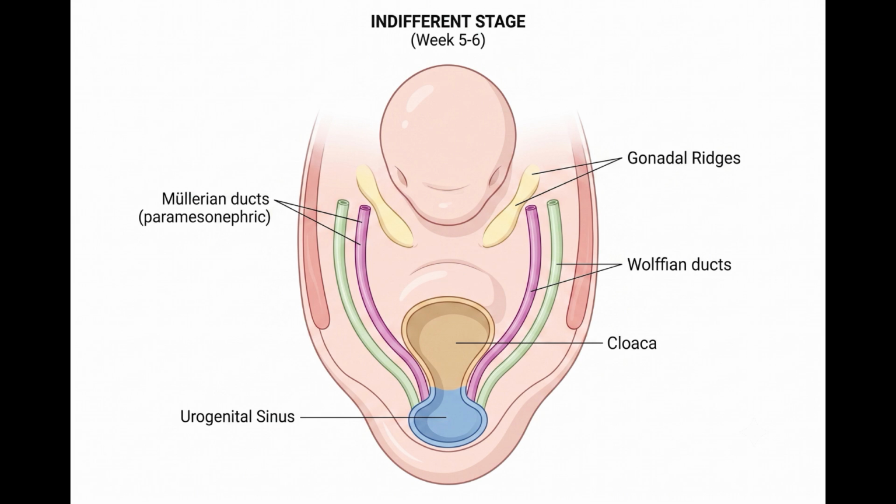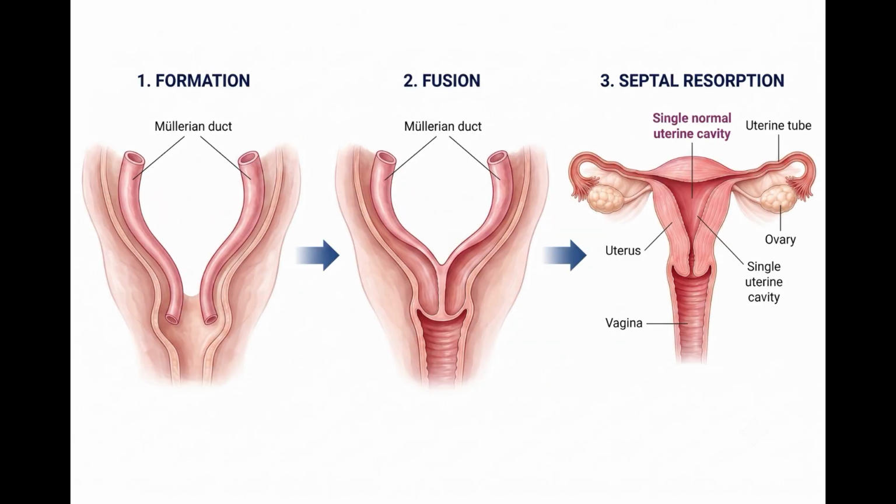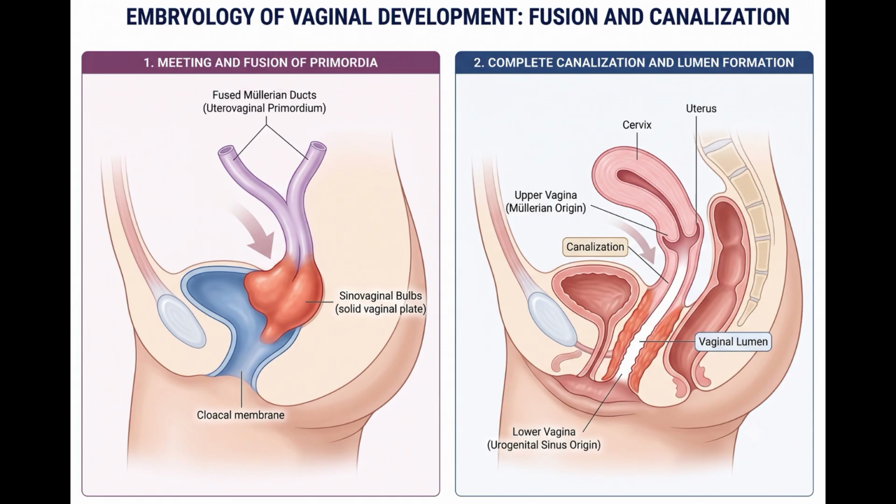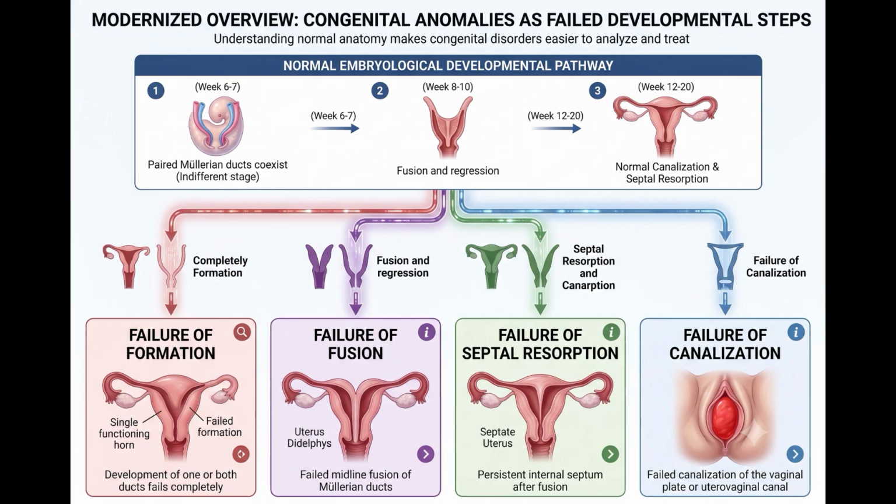In the previous module, we studied how the female genital tract develops from the paired Müllerian ducts, the urogenital sinus, and the surrounding embryonic tissues. The Müllerian ducts normally undergo three essential processes: formation, fusion, and resorption of the intervening septum. The vagina also requires proper joining and canalization of its developmental components. Most congenital anomalies of the uterus, cervix, and vagina can therefore be understood by identifying which developmental process has failed.